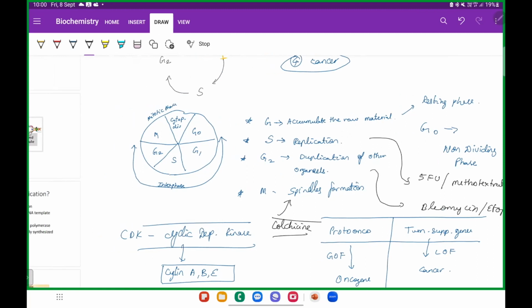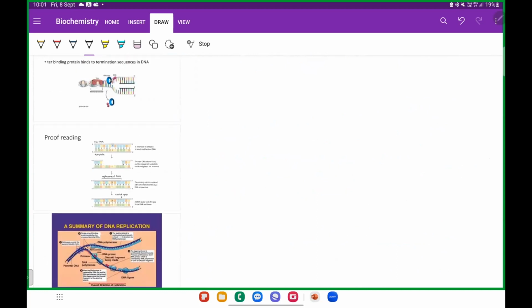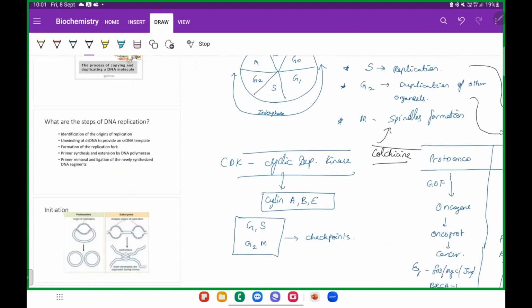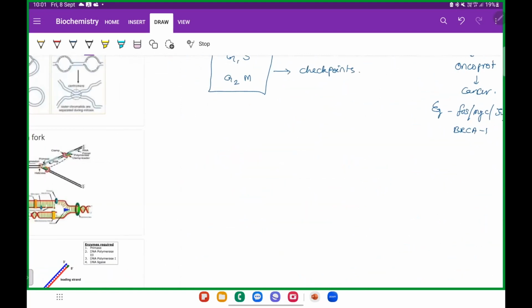Next, we are going to discuss DNA replication. To start with DNA replication, what you need to understand is that you have two important things: one is prokaryotic and the other is eukaryotic. There is a difference between prokaryotic DNA and eukaryotic DNA.